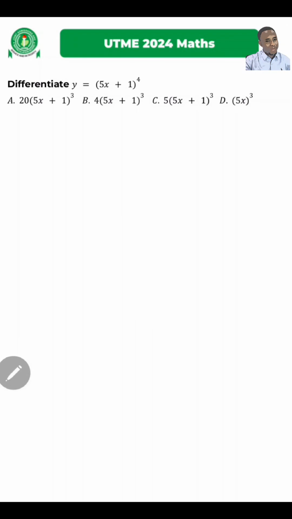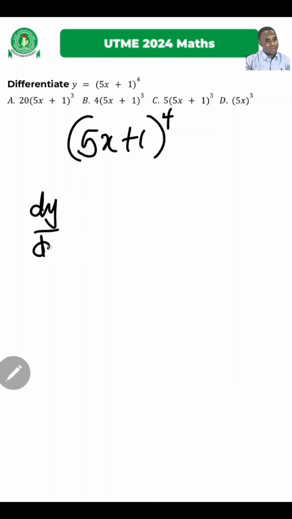Question 19. Interesting question. Differentiate y equals 5x plus 1 raised to power 4. This is function of function, also known as composite rule, and other interesting names. So we want to differentiate 5x plus 1 raised to power 4. I'm going to use a short method to do this, dy/dx, and my short method requires 3 steps. Step 1, bring the power forward, that is 4.